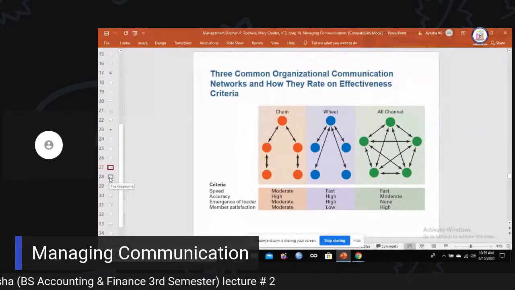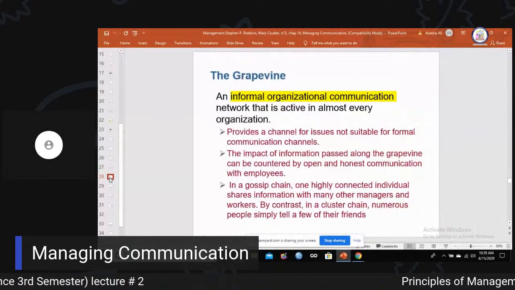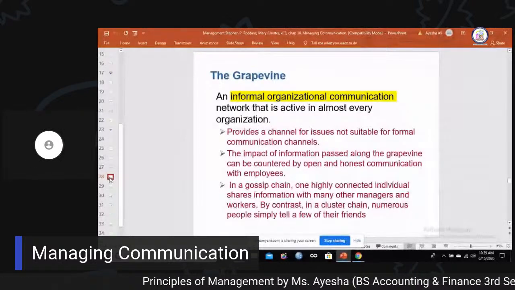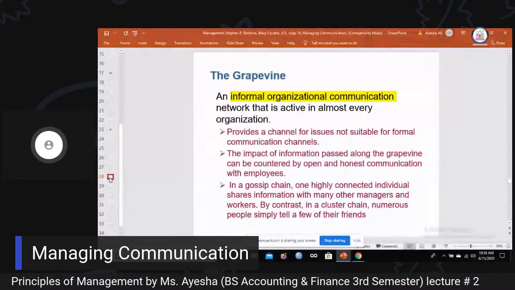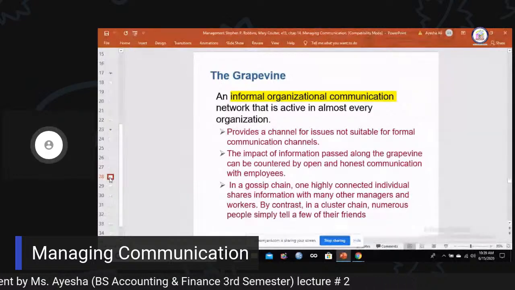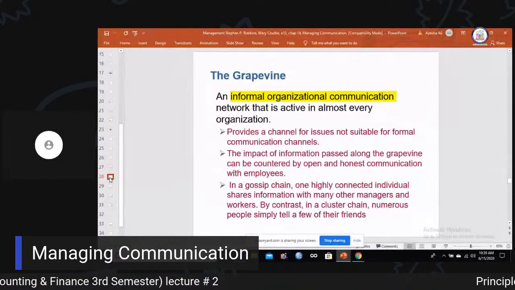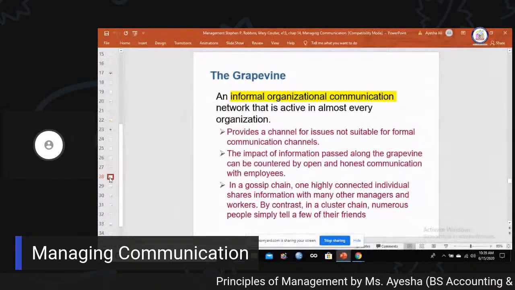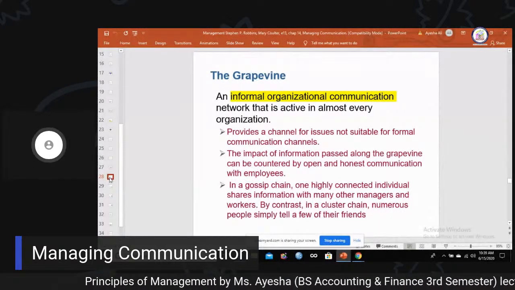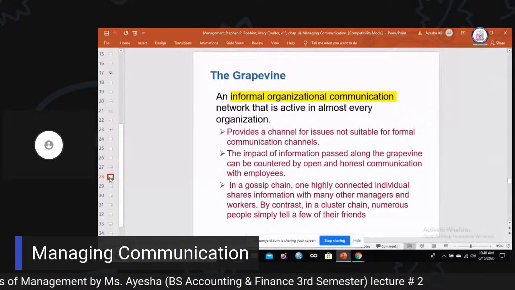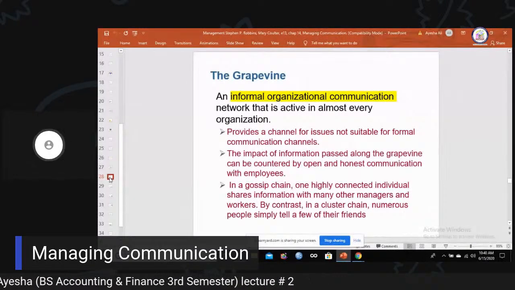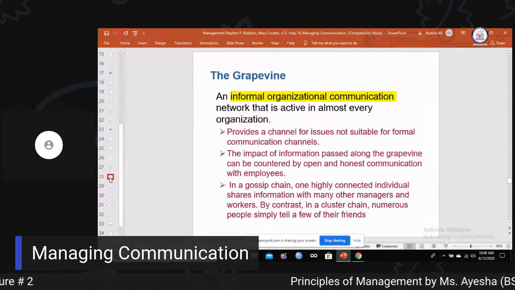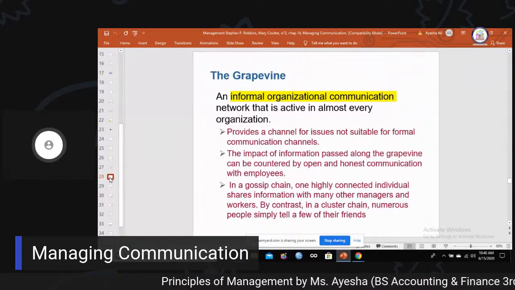And then we have the grapevine. Grapevine is basically the informal organizational communication, and in every organization it occurs because it is inevitable; it cannot be stopped. Grapevine is basically gossip, rumor and word of mouth, and it can be constructive and it can be destructive. It depends.